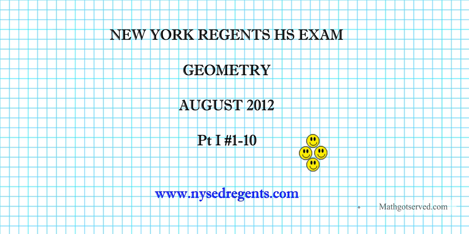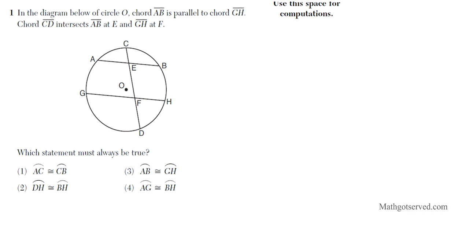All right. Let's go ahead and take a look at question number one. So question one says in the diagram below of circle O, chord AB is parallel to chord GH. Let's indicate that chord AB is parallel to chord GH. Chord CD intersects AB at E and GH at F. So these are the points of intersection. Which of the following statements must be true?